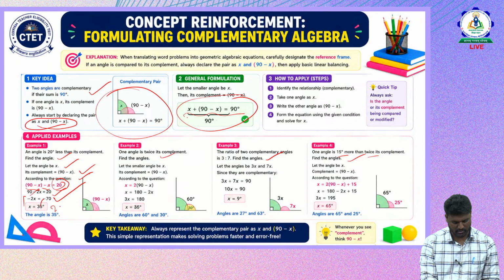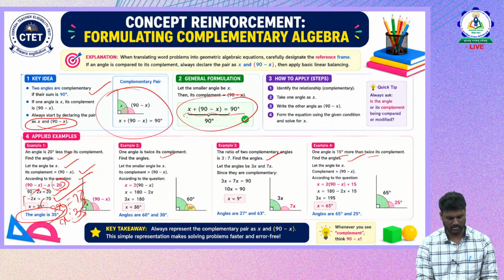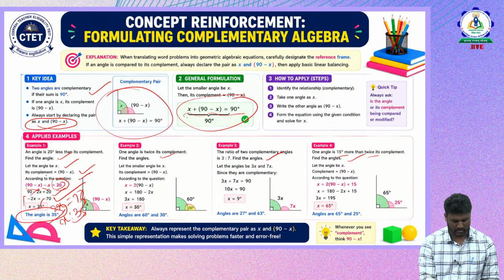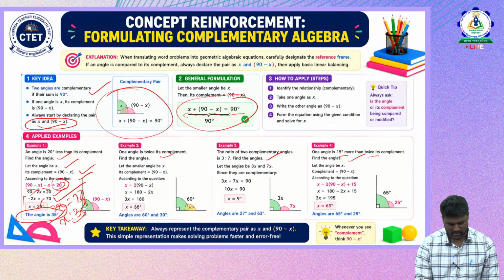Now the rest will be 2x equal to 70, where x is equal to 35 degrees. One angle we got is 35 degrees. Similarly, another angle we can also find: if you substitute that x value into 90 minus x, then we'll get the complementary angle also. Then another example: one angle is twice its complementary.